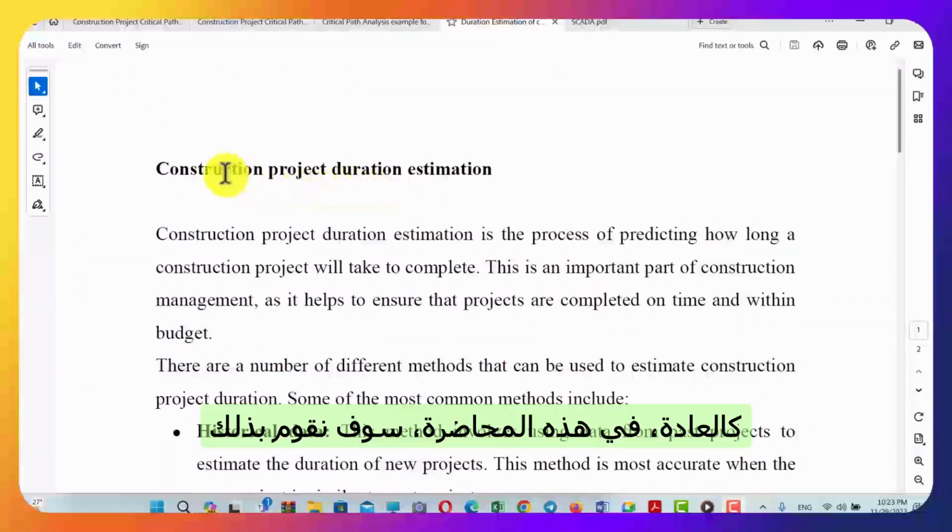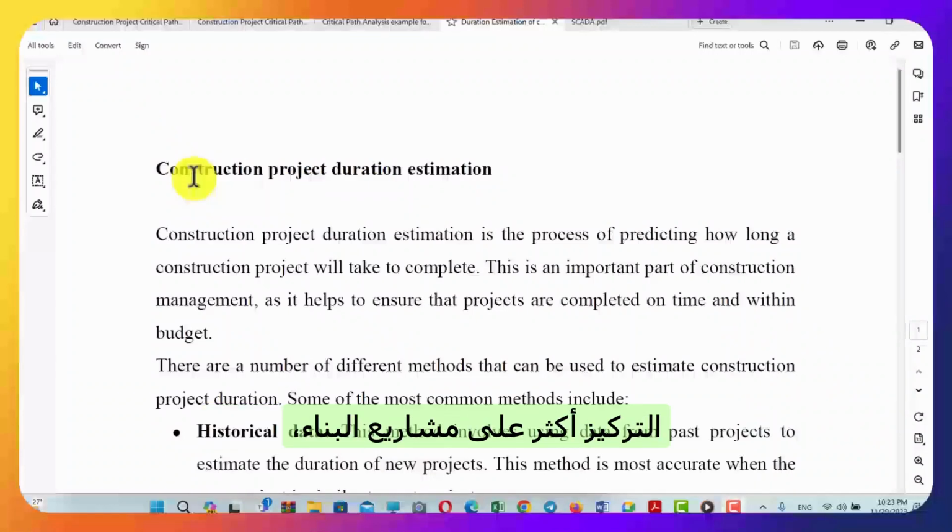As usual, in this lecture, we will emphasize more on construction projects, but still I want to remind you that everything we say here that is related to the construction projects would again hold true for all other types of projects. So construction project duration estimation is the process of predicting how long a construction project will take to complete. It is an important part of construction management, and it helps to ensure that projects are completed on time and within budget.